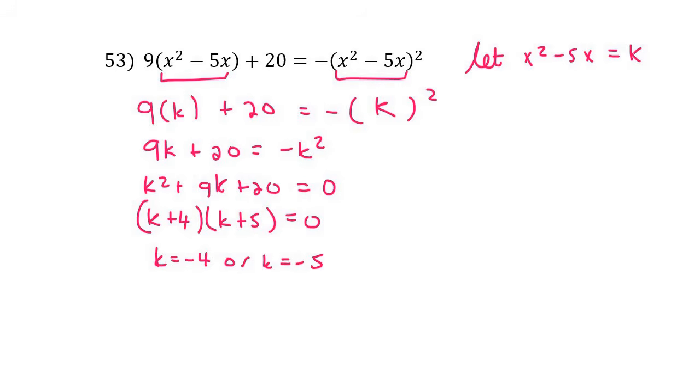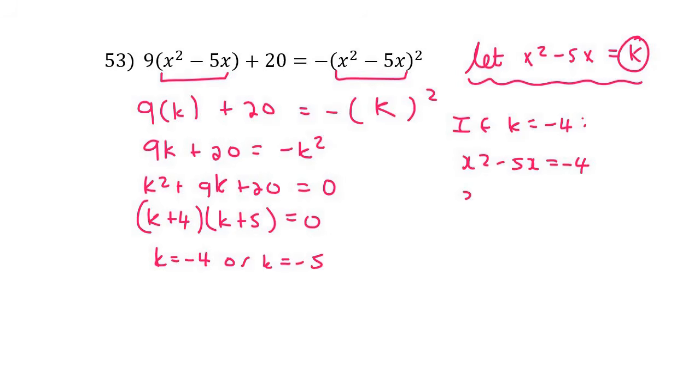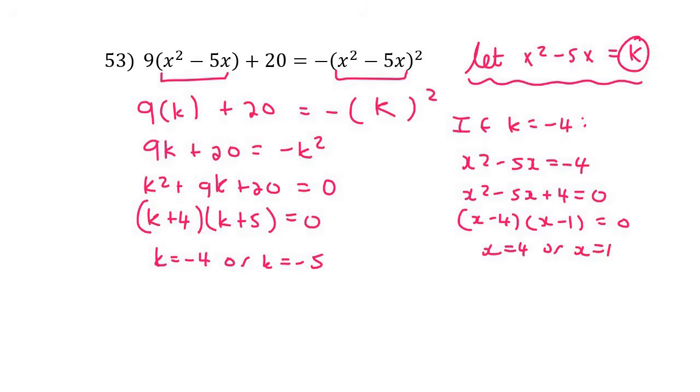Now remember, that's not the answer. What we now do is we come back to here and we say if k equals negative 4, then we plug that over here. So we'll say x squared minus 5x equals negative 4, then x squared minus 5x plus 4, and then you can make your double brackets: x minus 4 and x minus 1. There we go. So x equals 4 or x equals 1.